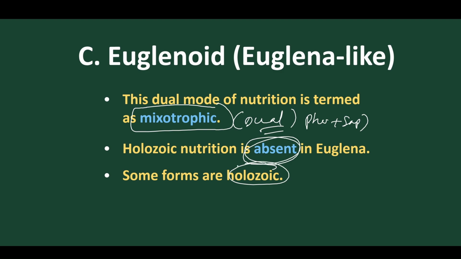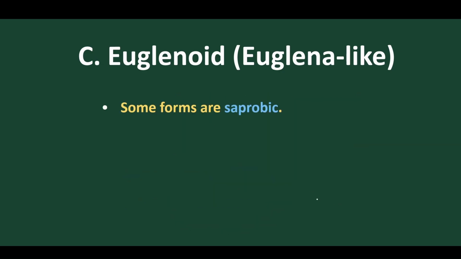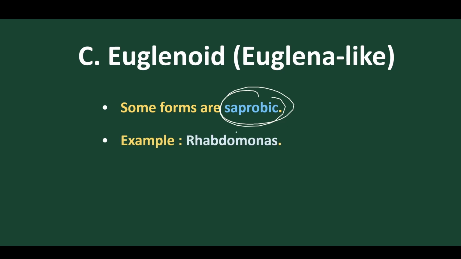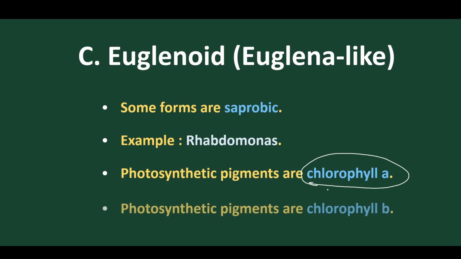Some, very few of them, have holozoic nutrition. The best example is Paranema. Paranema is one organism of the Euglena group where we find holozoic digestion, where the food is engulfed and ingested. Some of them are saprobiotic, that is Rhabdomonas. Rhabdomonas is the best example of saprobiotic nature.